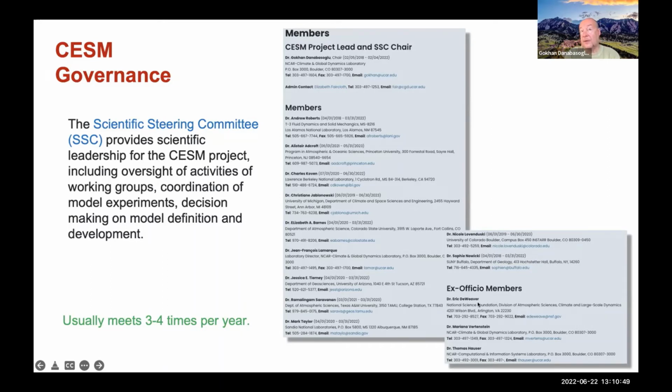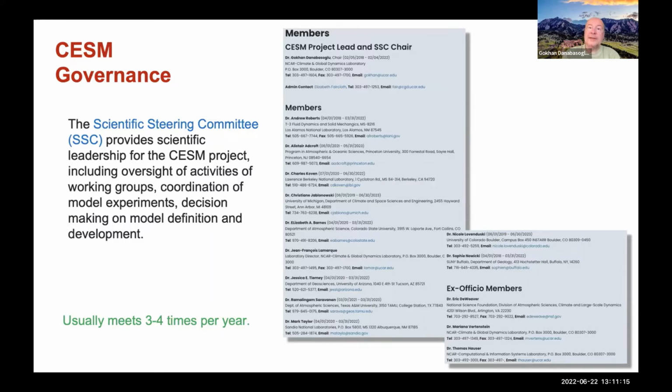And we do also have ex officio members, one of them being our program director from the National Science Foundation. Whoever is the CESM chief or CESM lead software engineer, in this case Mariana, has a membership here as ex officio, and we have representation from our computational and information systems laboratory. This group usually meets 3 to 4 times per year.